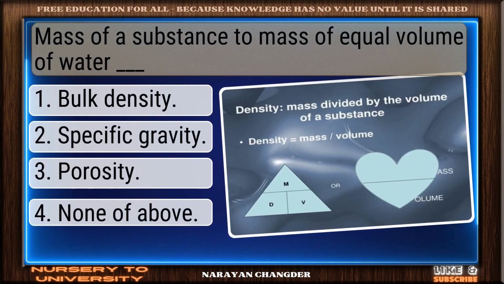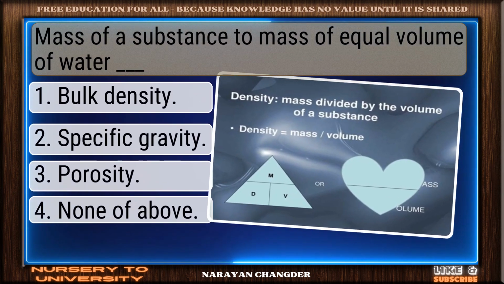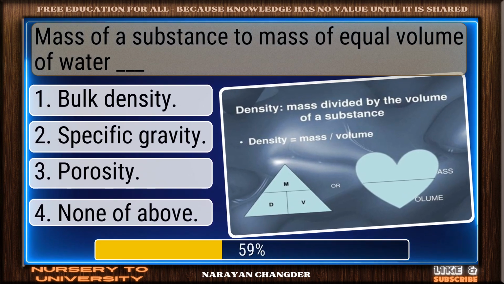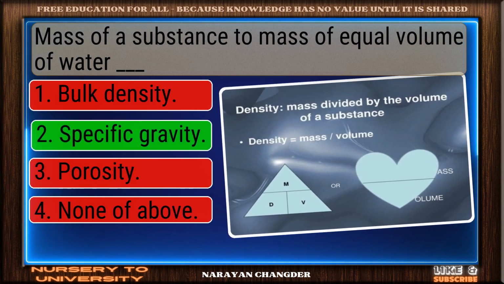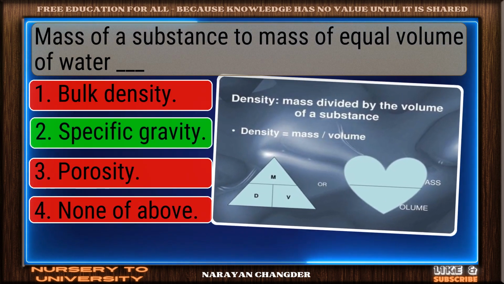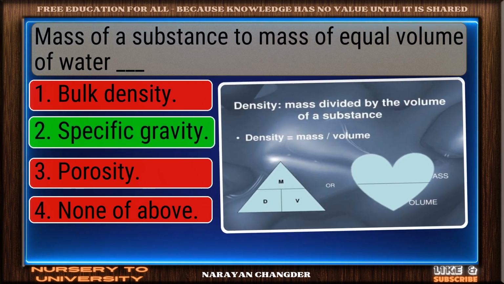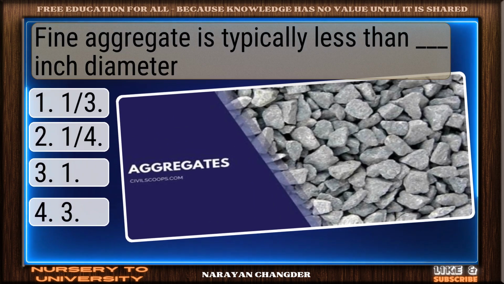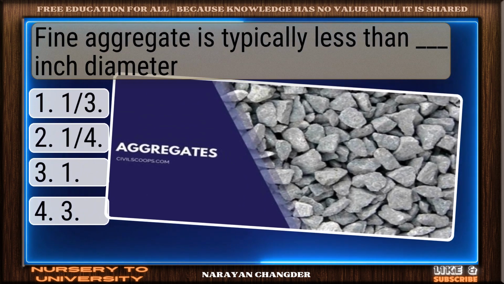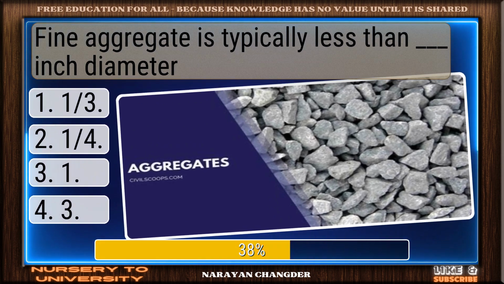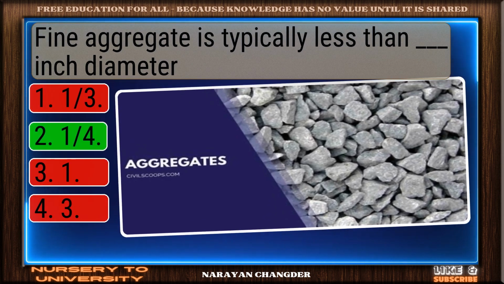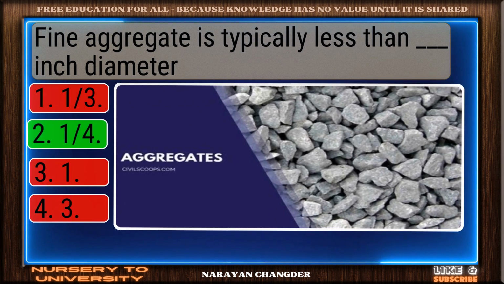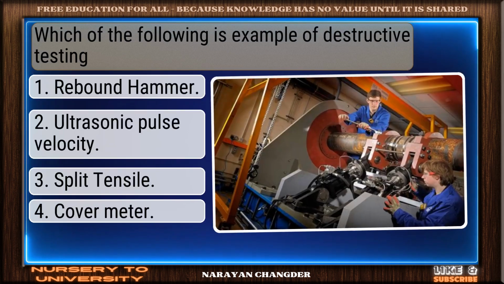Mass of a substance to mass of equal volume of water dash. Great thinking. Specific gravity is the right choice. Fine aggregate is typically less than -inch diameter. You chose 1p4, and it is correct.